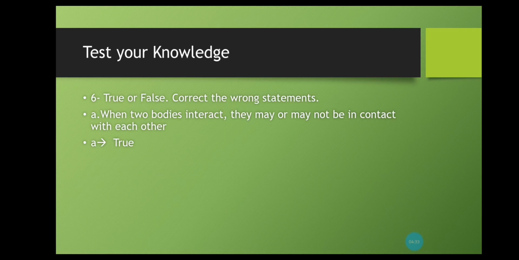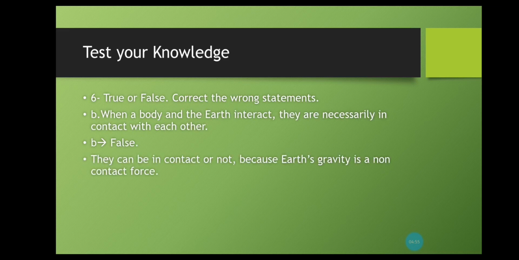True or false, correct the wrong statements. A. When two bodies interact, they may or may not be in contact with each other. This is true. We just saw an example about non-contact force that have interaction, so they don't have to be in contact. They can be in contact and they can be at a distance from each other. B. When a body and the Earth interact, they are necessarily in contact with each other. This is false. They can be in contact or no, because Earth's gravity is a non-contact force.